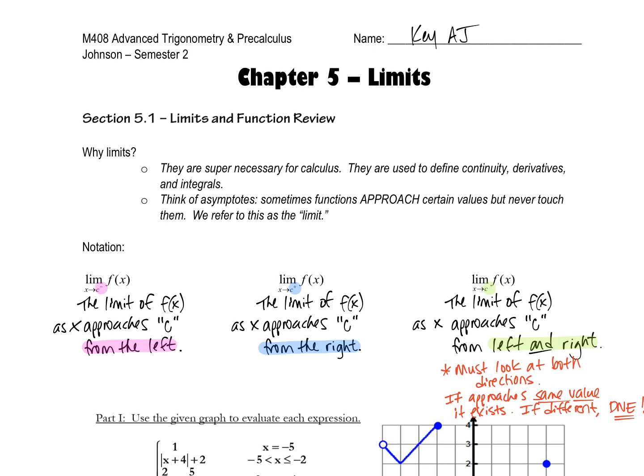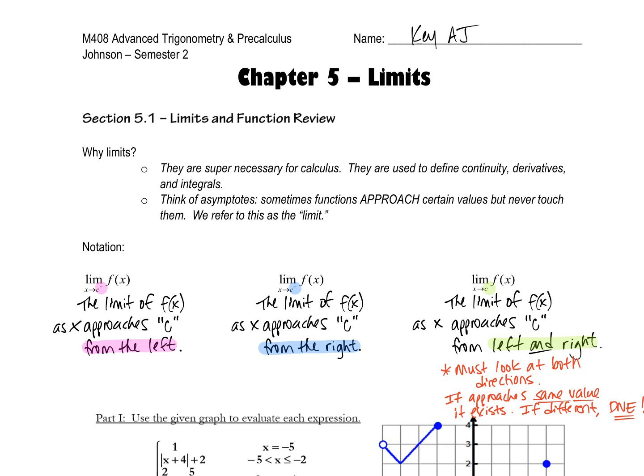It's very important that you have a basic understanding of limits and functions in order to be successful next year. So they're used to define continuity, derivatives, and integrals. Those three words you probably have never heard before. Maybe you've heard them before, but probably don't know what they are. That is calculus. And think of asymptotes, if you remember, like those dotted lines that the graph gets really, really close to but never touches. That's the same kind of idea as a limit.